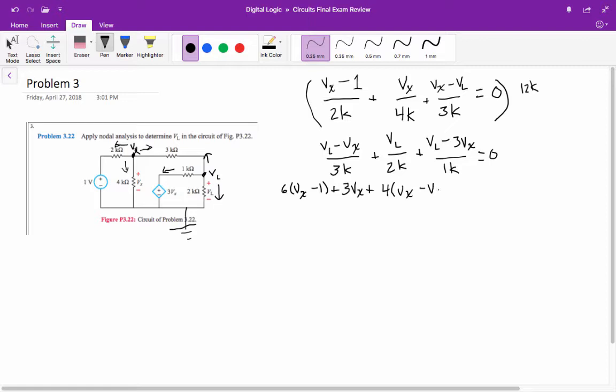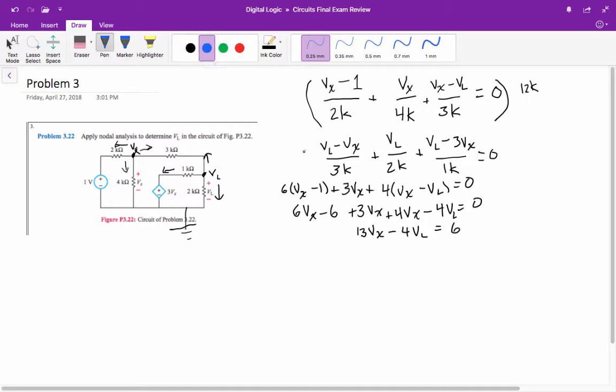times Vx minus VL equals 0, or 6Vx minus 6 plus 3Vx plus 4Vx minus 4VL equals 0. And then we have 6Vx plus 3Vx is 9Vx plus 4Vx is 13Vx. And we have minus 4VL. And take the number to the other side, equals 6.